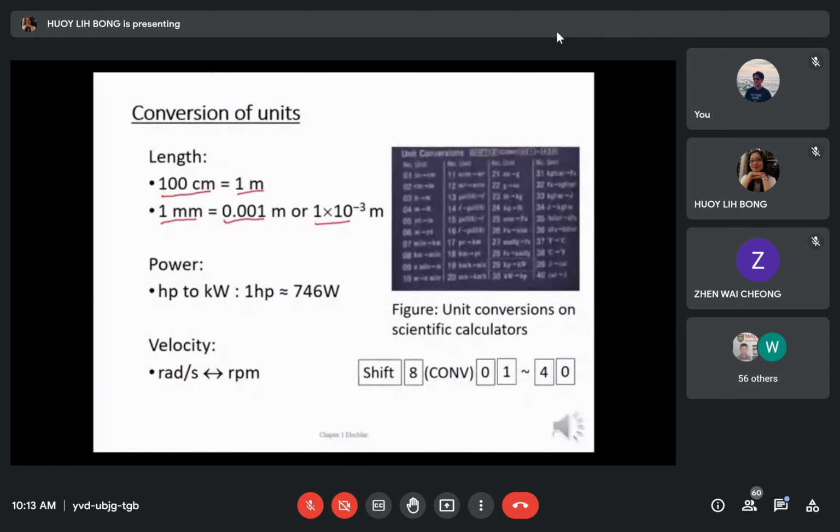For power, which is usually expressed in horsepower, we need to convert it to SI unit kilowatt to do our calculation. For 1 horsepower, it's approximately 746 watt.